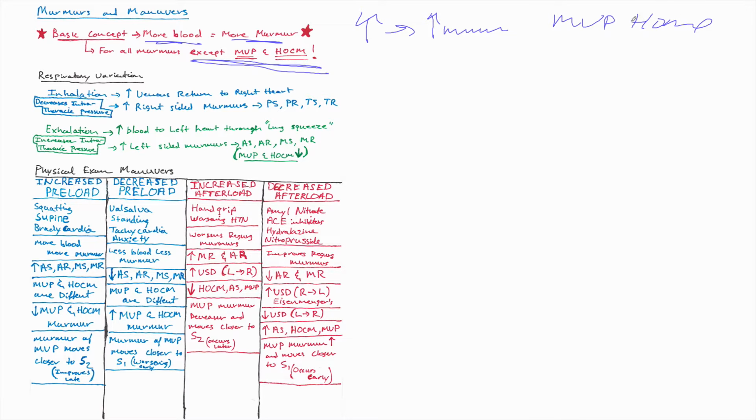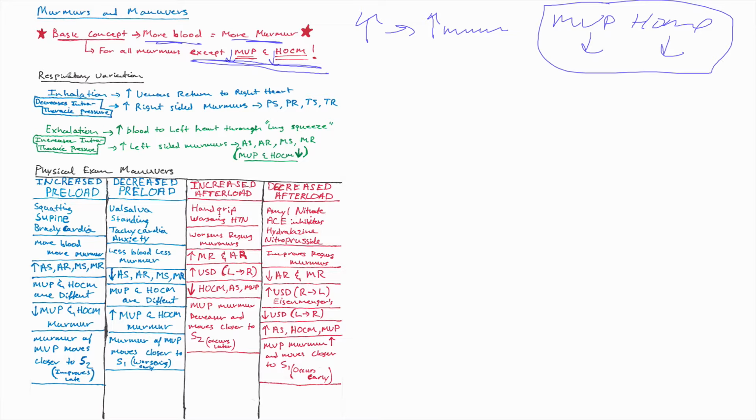So what does that mean? That means for mitral valve prolapse and HOCM, more blood is going to result in less murmur, so a decrease in the intensity of the murmur. Your murmur goes down in HOCM and mitral valve prolapse with more blood. For everything else, the murmur gets louder with more blood. So it kind of makes sense. I hope you all understand that.